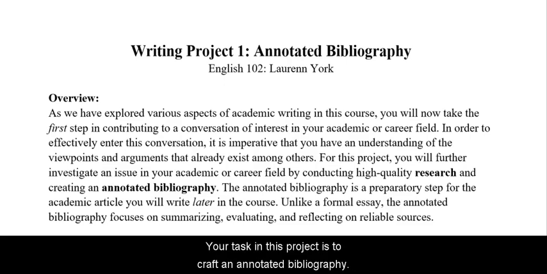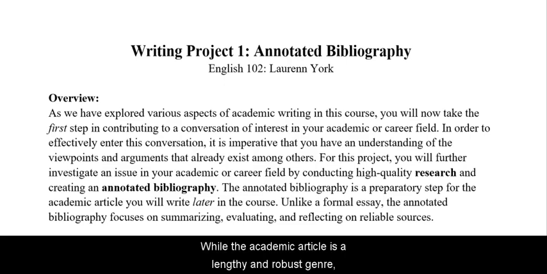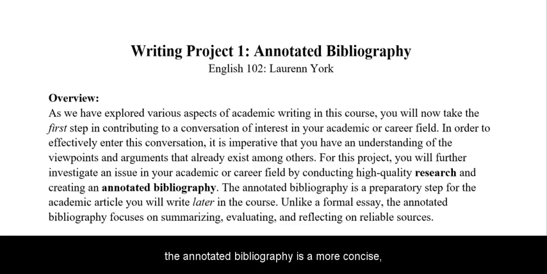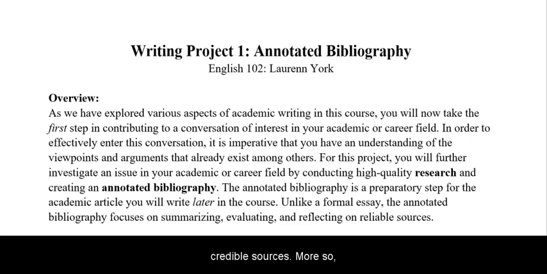Your task in this project is to craft an annotated bibliography. We're beginning with this project in English 102, as it will assist you in taking the first step to gradually working towards our culminating project in the course, which is the academic article. While the academic article is a lengthy and robust genre, the annotated bibliography is a more concise, focused genre that requires you to identify and analyze credible sources.